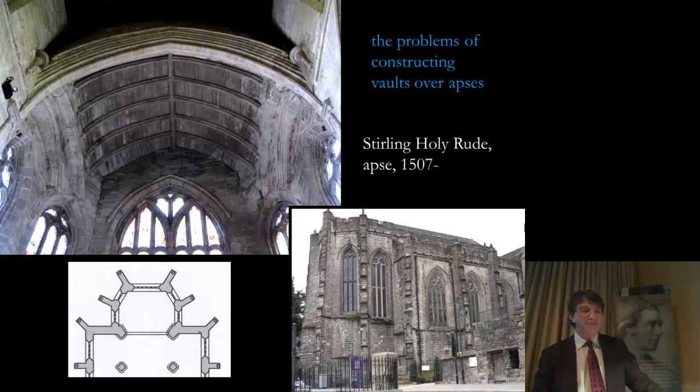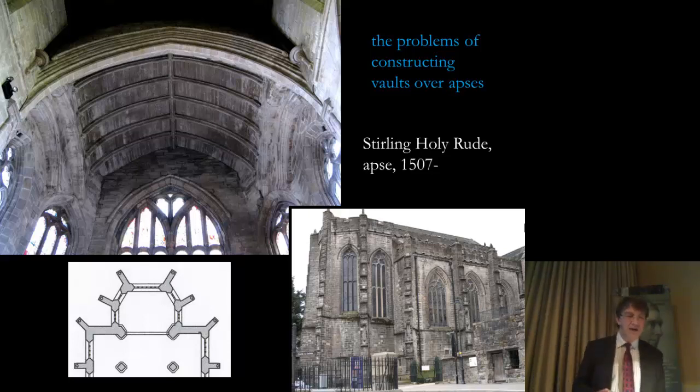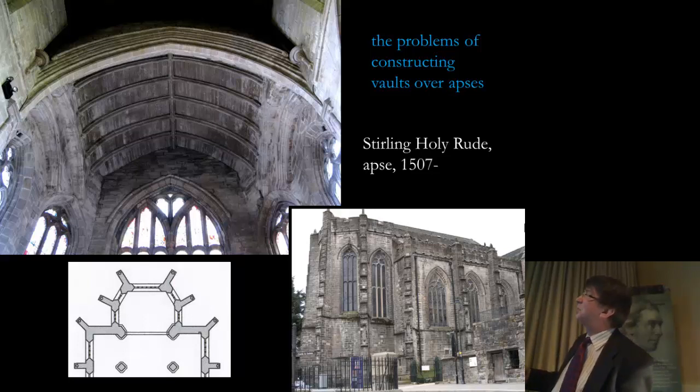aisled buildings. It can be rather endearing seeing how they did it, but here at Stirling Holyrood, which is a very sophisticated piece of architecture in many ways, they've got the apse rather wider than the central vessel of the choir, which was giving them problems to start with. And then instead of having a ribbed vault over it in the way that you had at Trinity College, what they did was first of all to throw across these two arches on each side, which narrowed the width of the apse, and then they put this pointed barrel vault over it.